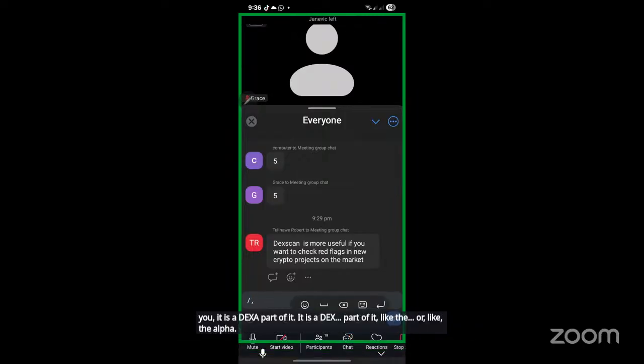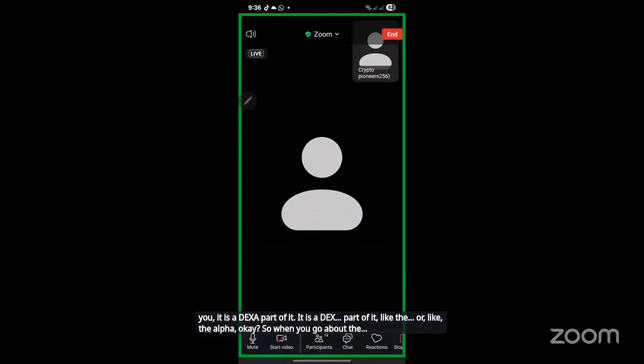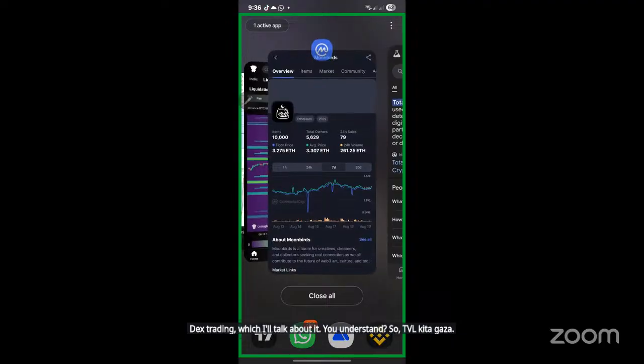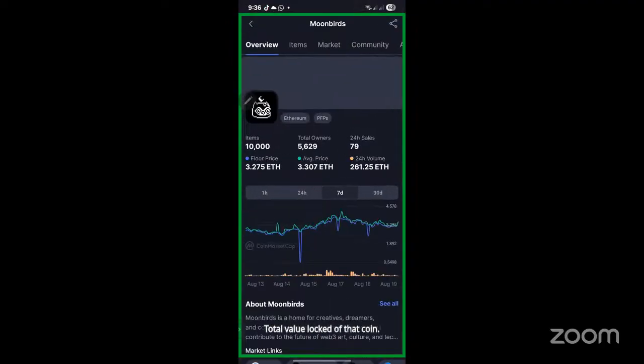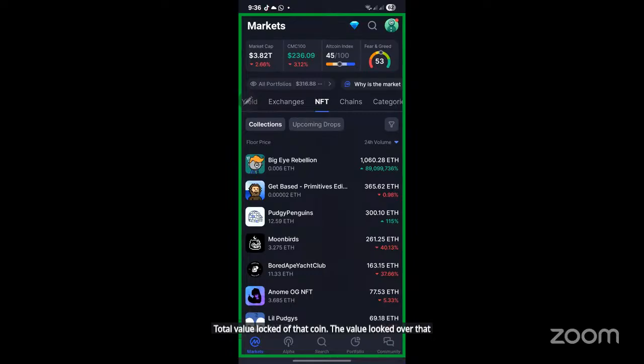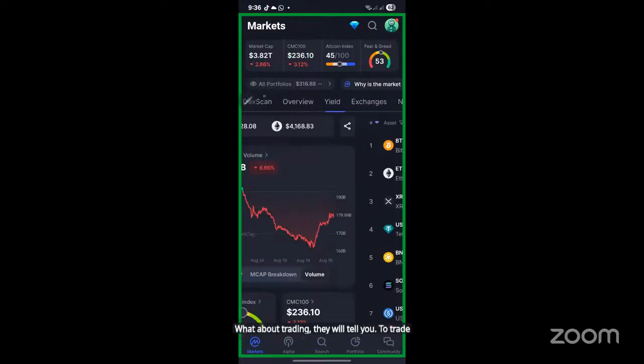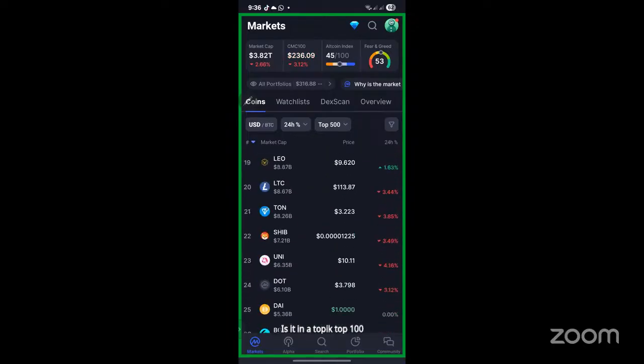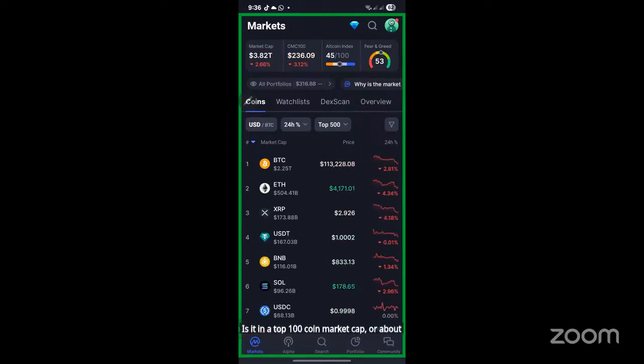So when you talk about DEX trading, we shall talk about it. You understand? So TVL is the total value locked of that coin. Total value locked of that what? Of that coin. Now, most of the time, about trading, they will tell you to trade coins in the top 100 by coin market cap, or about the top 200 by coin market cap. Why?